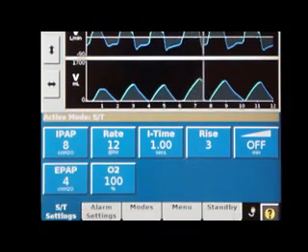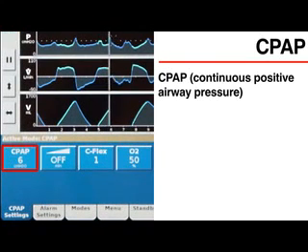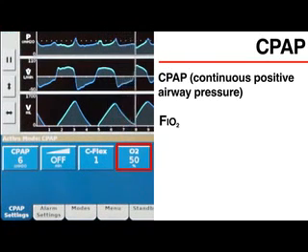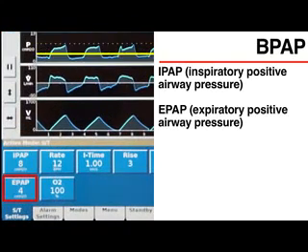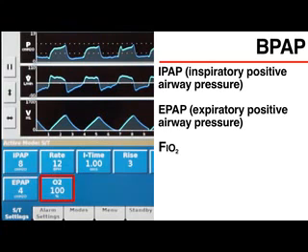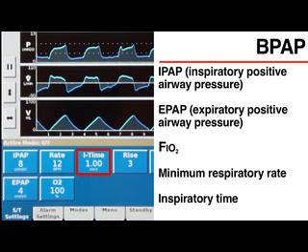The available settings depend on the mode. In CPAP mode, the basic settings include CPAP itself as well as FiO2. In BPAP mode, the basic settings include IPAP, EPAP, and FiO2. BPAP is most often delivered in the combination spontaneous and timed, or ST mode, in which the settings also include the minimum respiratory rate and the inspiratory time, or I time.